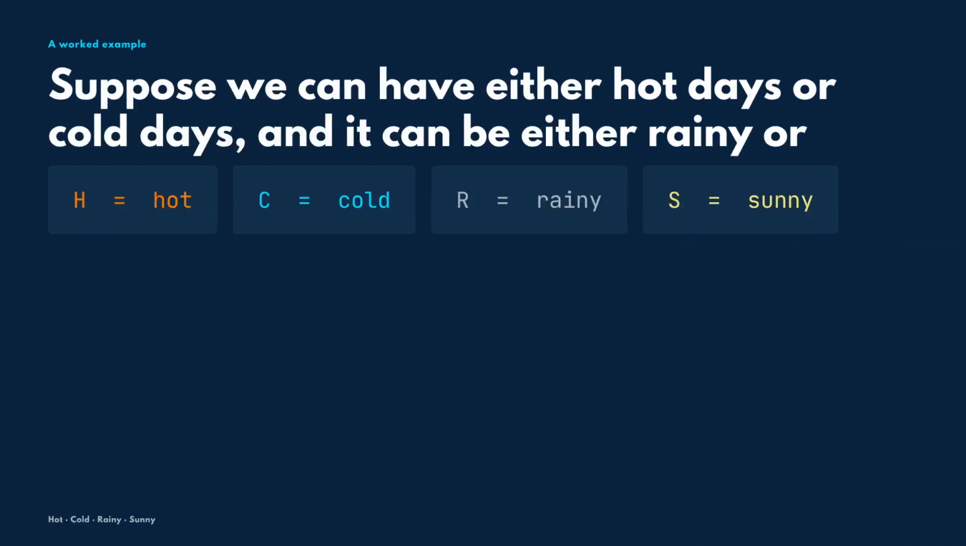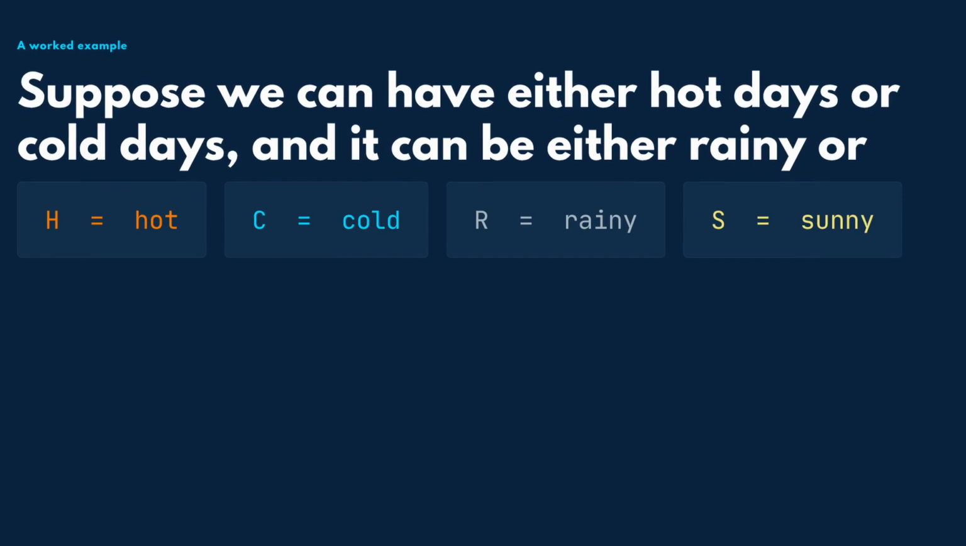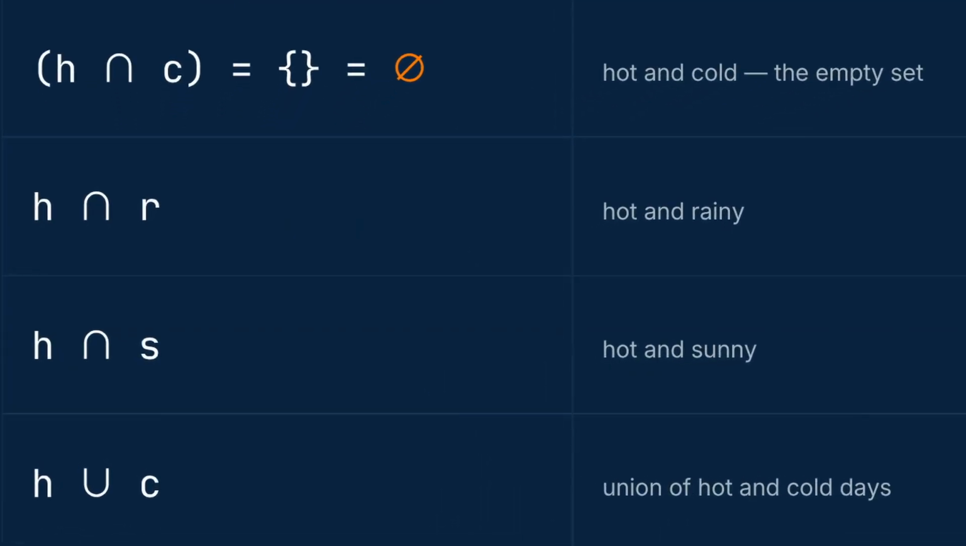Let's look at an example. Suppose we can have either hot days H or cold days C, and rainy days R, sunny days S. Here, using our Boolean algebra again, we can see that the intersection of the hot and the cold set is the empty set, or the curly braces, or the O with the slash through it. Can be cold or hot, but not both.